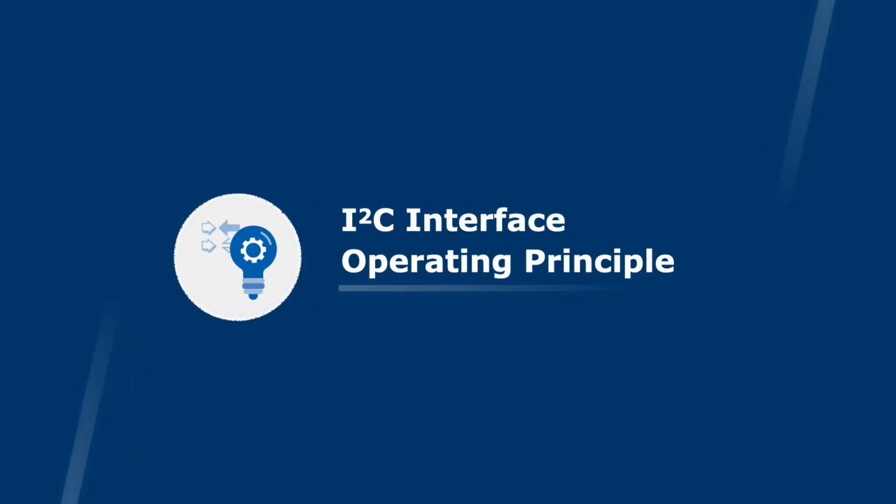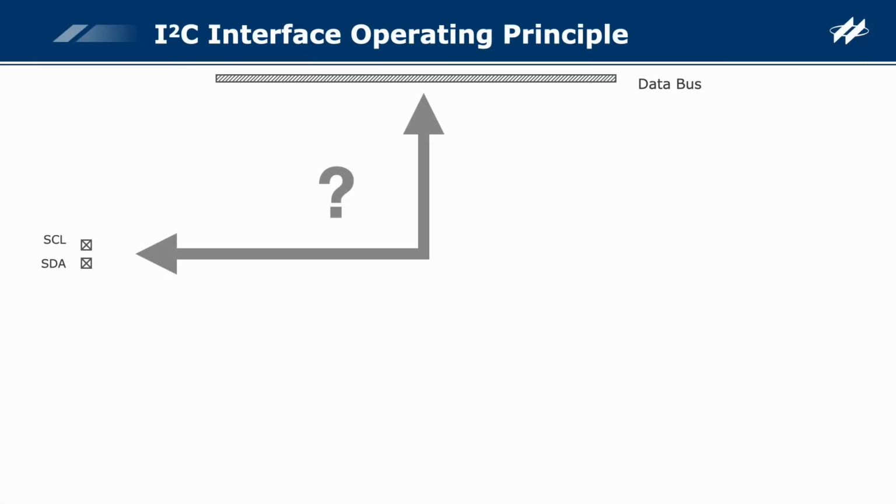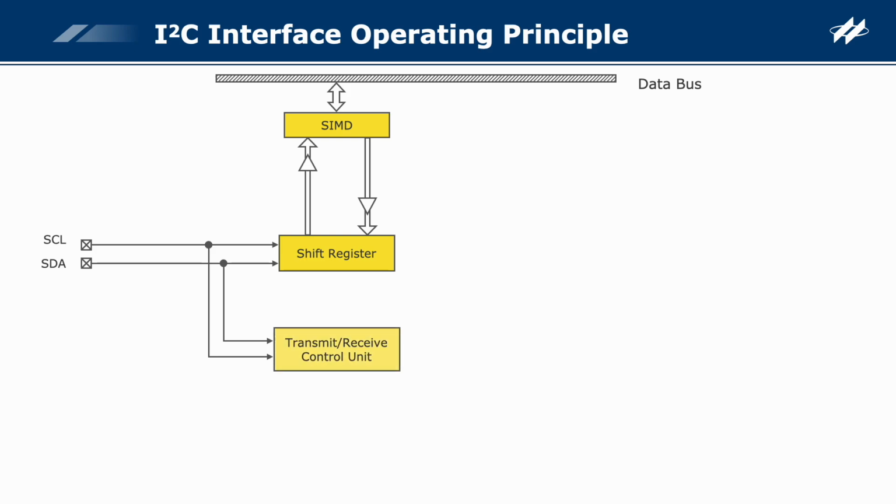I²C Interface Operating Principle. How does the HT8 MCU communicate with external devices through the I²C interface? Data is transmitted and received through a shift register. With the Data Storage Register SIMD, the MCU implements data transmission and reception. The Transmit and Receive Control Unit detects whether data transmission is completed or not.